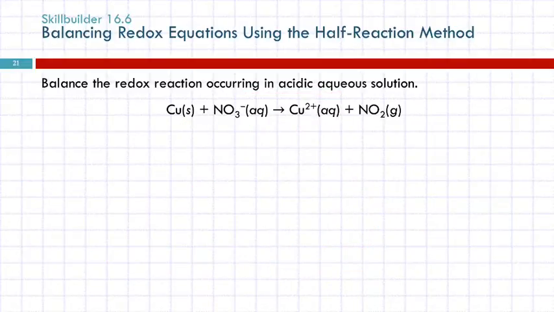Let's do another one. Balance this reaction occurring in acidic aqueous solution. Okay, we have a limited amount of time, so I'm going to go through this a little faster. You can watch it on YouTube later and slow it down if you need to. So first thing, oxidation states. Well, copper is an element. It's got an oxidation state of 0.